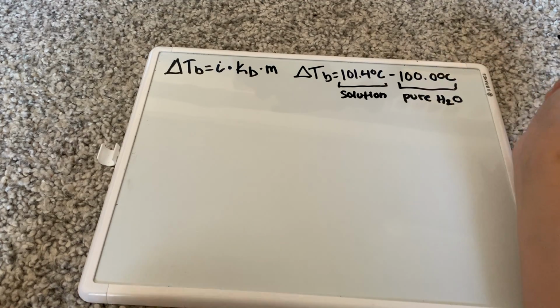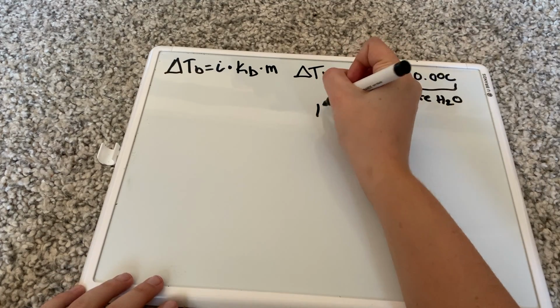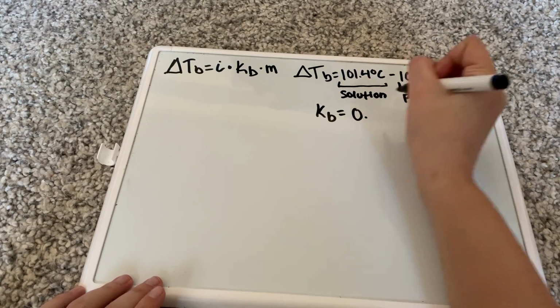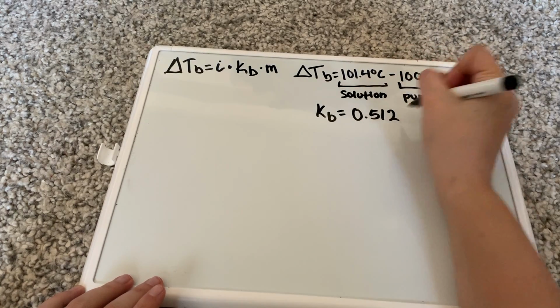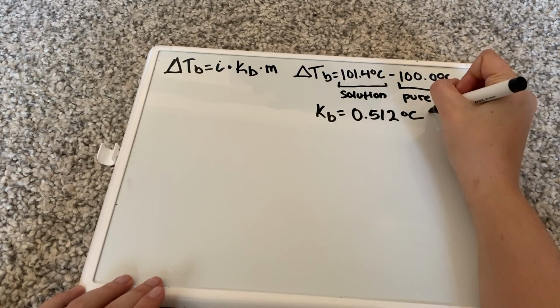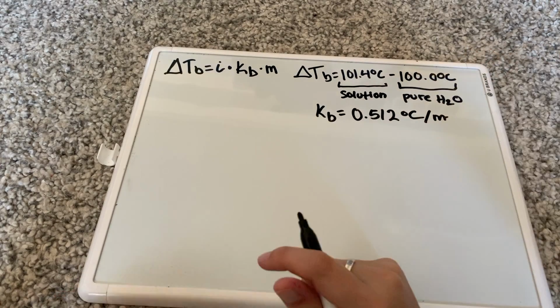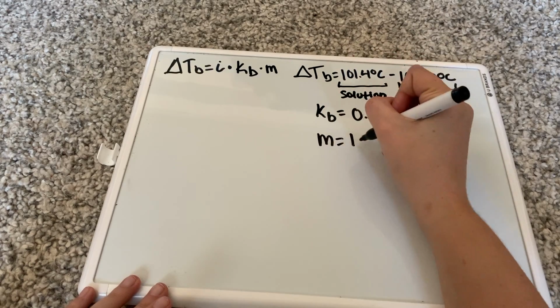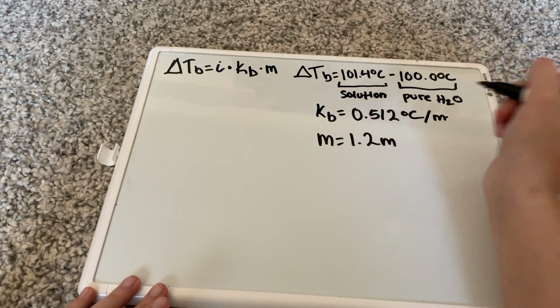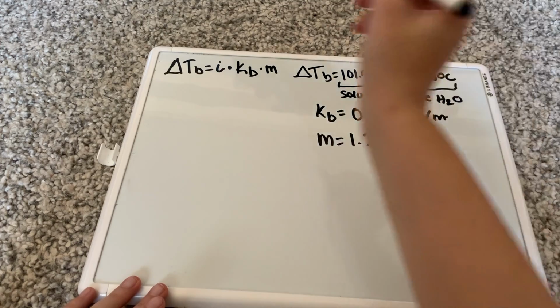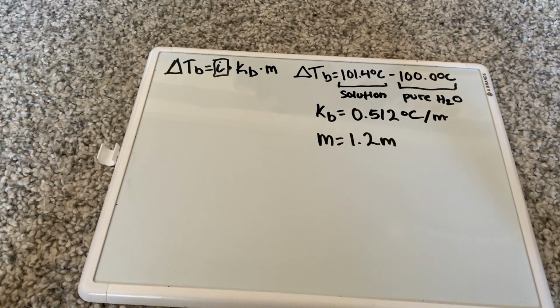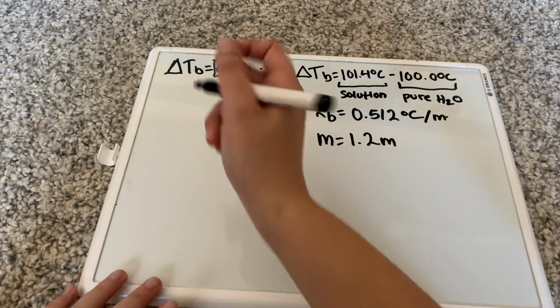Next, I'm going to write down the K boiling constant for pure water, which if I look in my lecture notes, I can see is 0.512 degrees Celsius over molality. One piece of information given to us by the problem is the molality of the ionic solution, which is 1.2 molality, or moles of solute over kilograms of solvent. Finally, the focus of this problem is to solve for i, the van 't Hoff factor, which tells us the number of ions or particles in the solution.